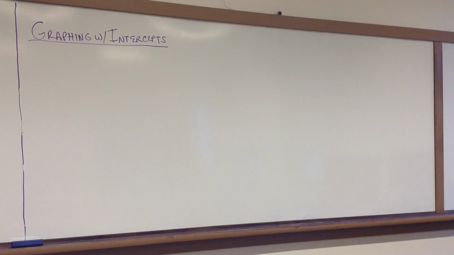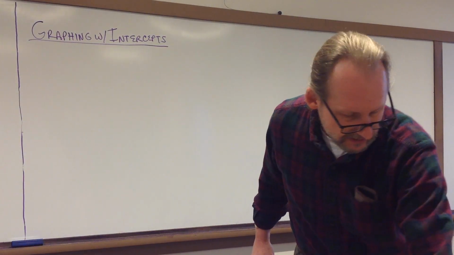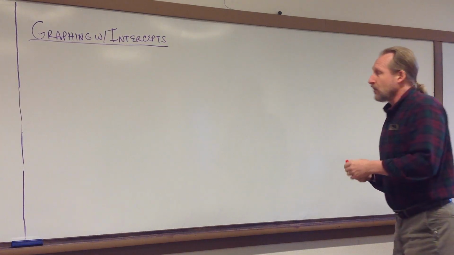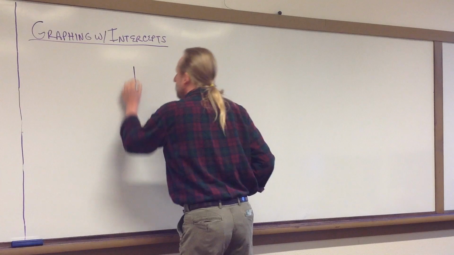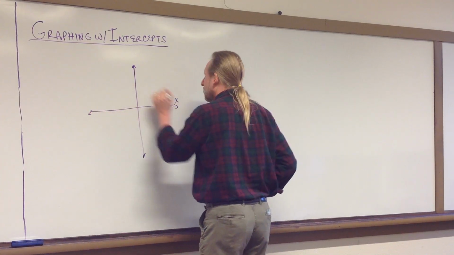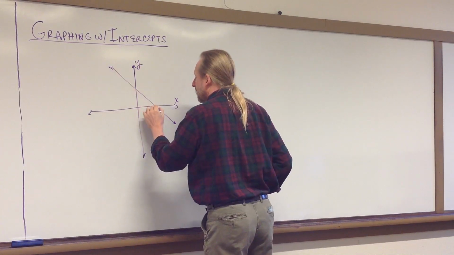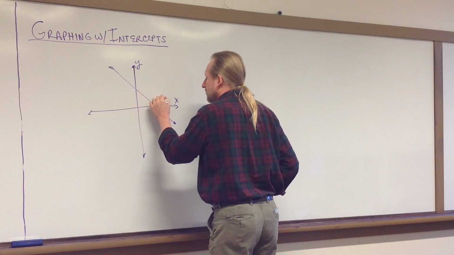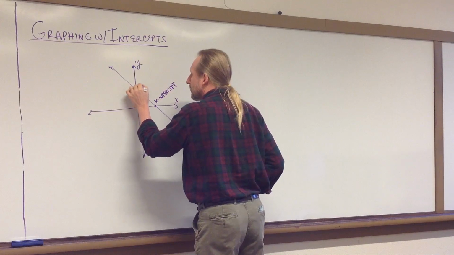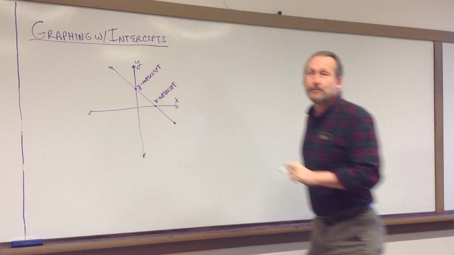Well, this video is for Math 70. This is the next assignment in graphing, and this assignment is graphing with intercepts. So the intercepts are where the line hits the x and the y axis. Okay? So down here where it hits the x-axis, that is an x-intercept. Over here where it hits the y-axis, that is the y-intercept.